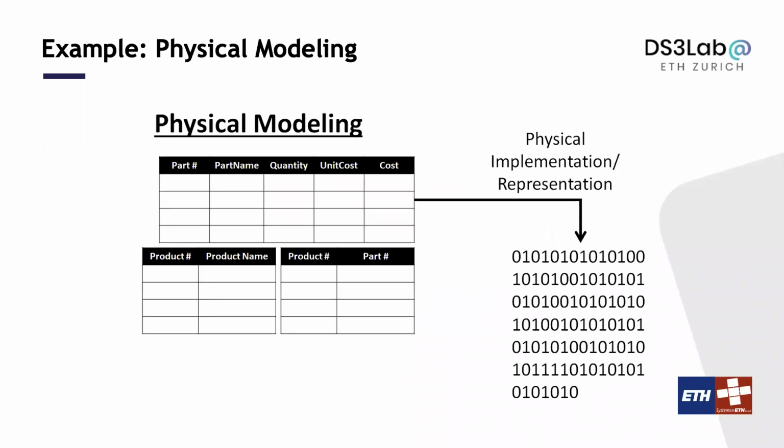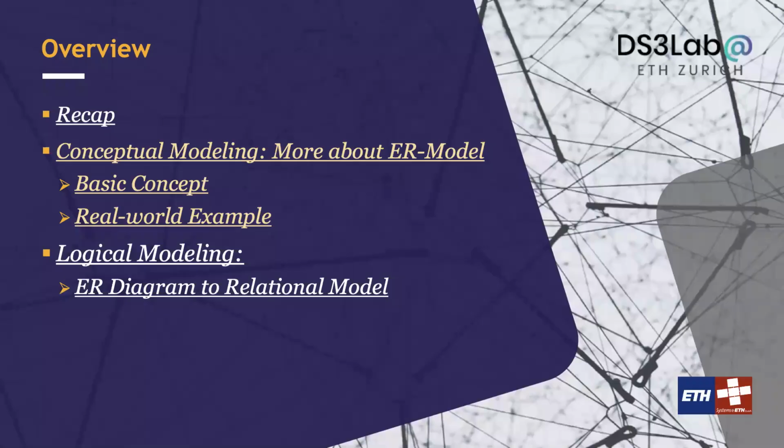And then the third phase is physical modeling. It's really the physical implementation of this logical model. You have all those relations in your logical model. And here we are going to talk about the physical implementation and the representation of those relations on concrete hardware, or concrete types of hardware. Okay, so these are the three different phases.